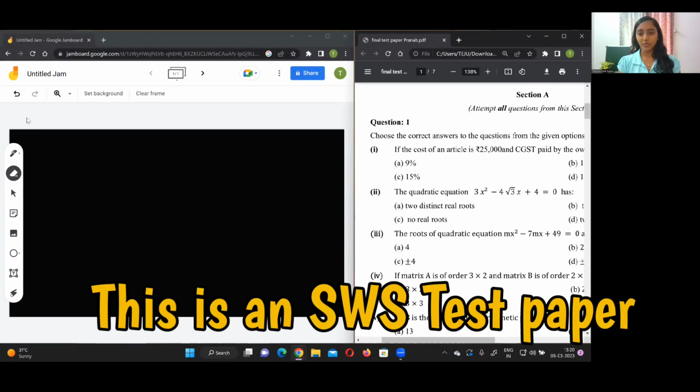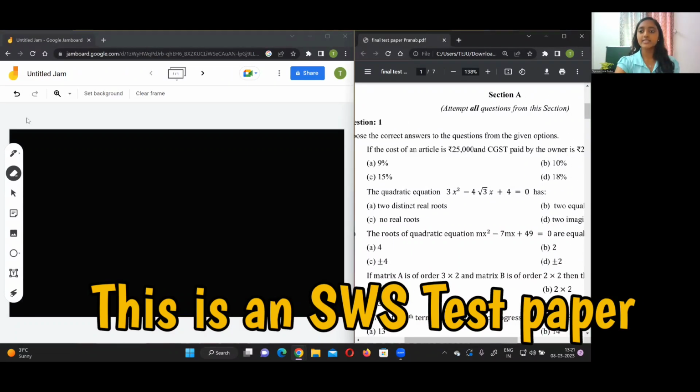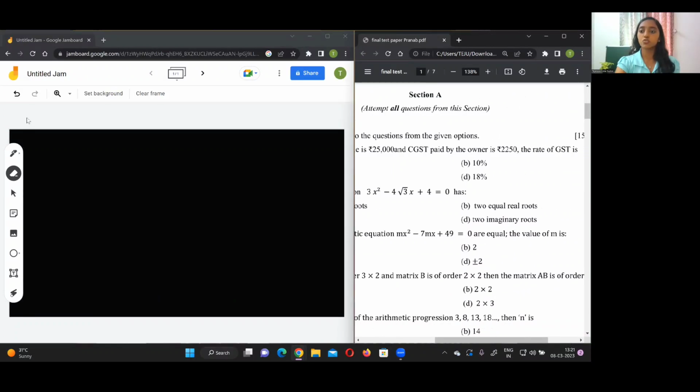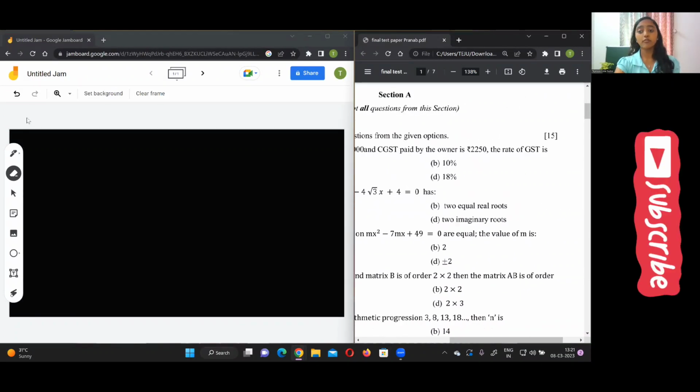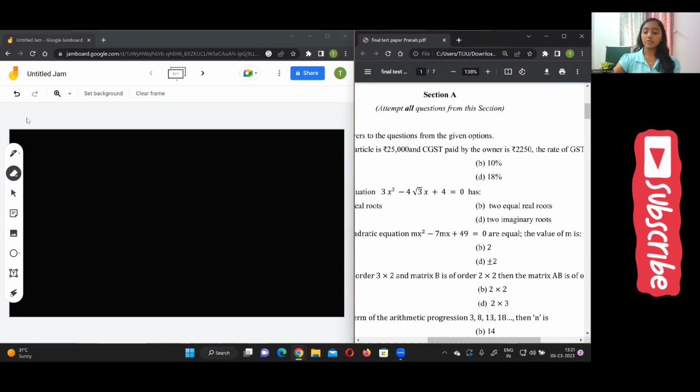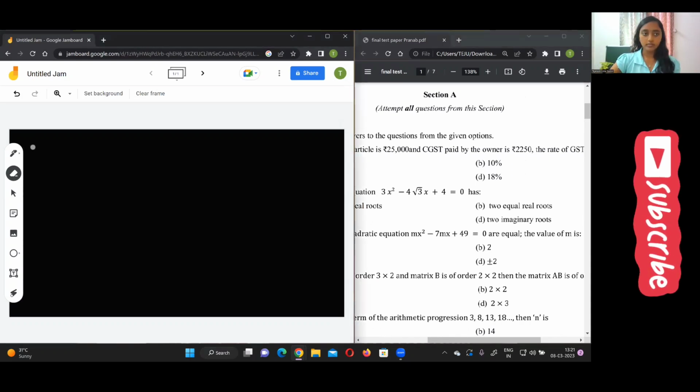Let's start off with solving the question paper. The first section is the MCQ section and it's a very scoring section. Let's start off. Question 1 says, if the cost of an article is rupees 25,000 and the CGST paid by the owner is 2,250, the rate of GST is. Okay, it's a question from the GST part. So question 1.